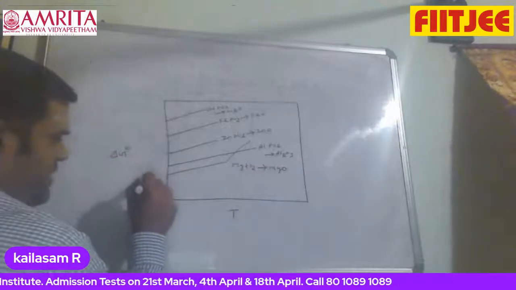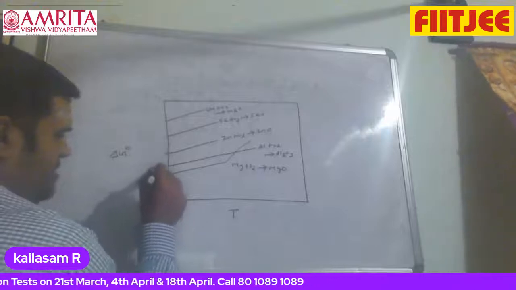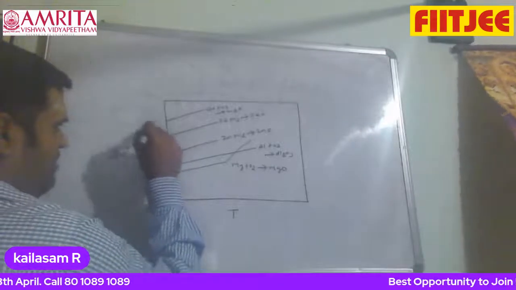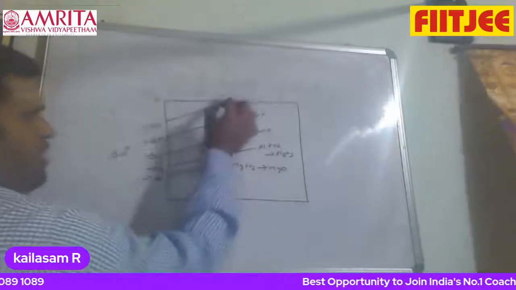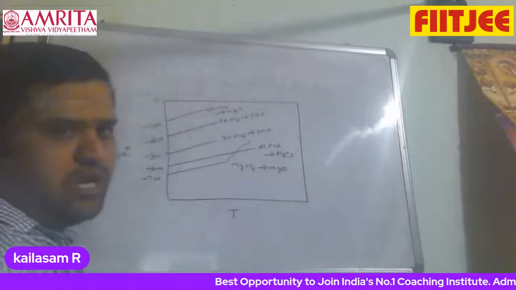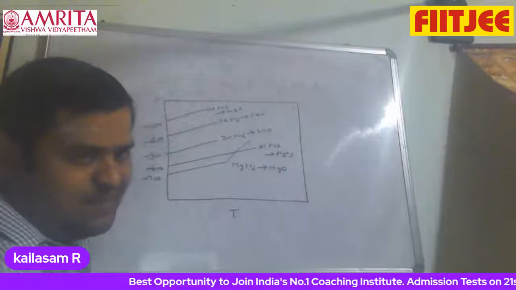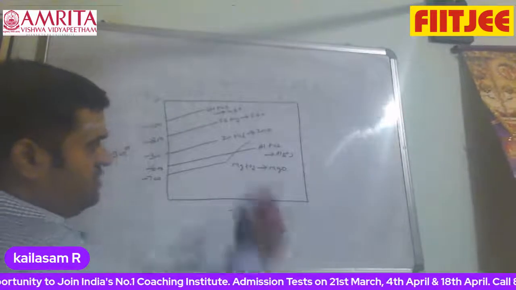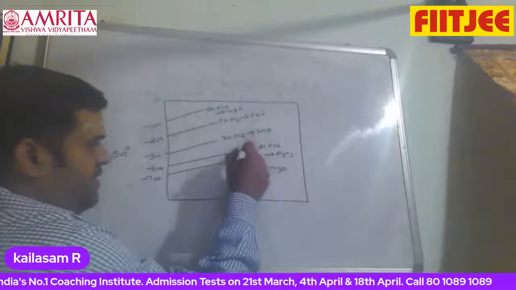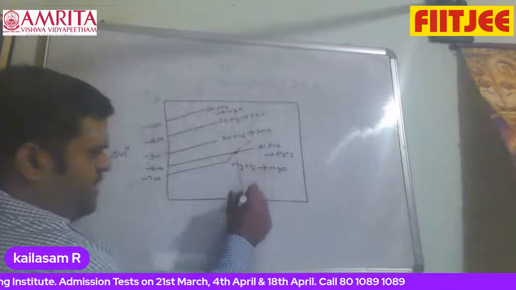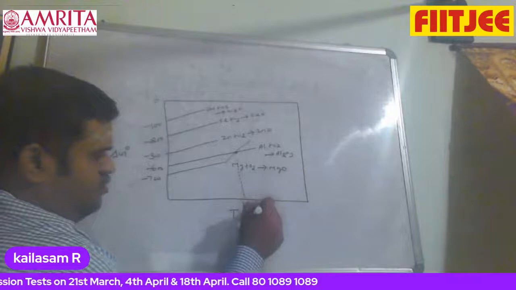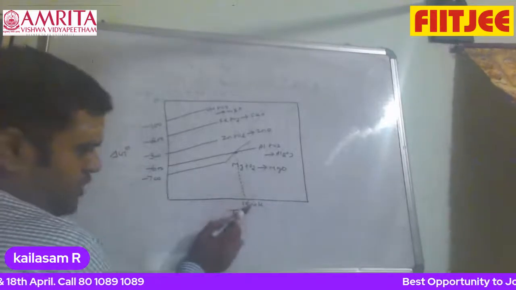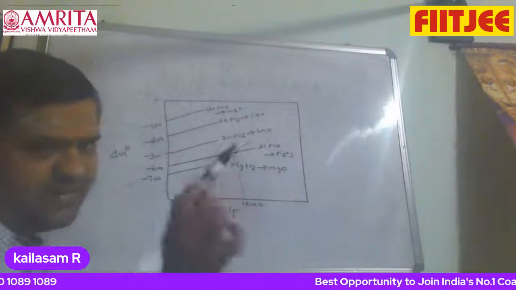I can say this is minus 700, minus 600, minus 300, minus 200, and this will be 0. Above this line, they are unstable. They decompose. So the meaning is what? Look at this. This is the point, let us take approximately 1500. Now, below 1500 Kelvin, Mg acts as a very good reducing agent.